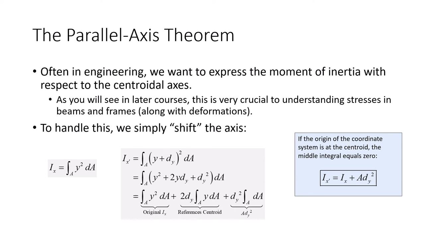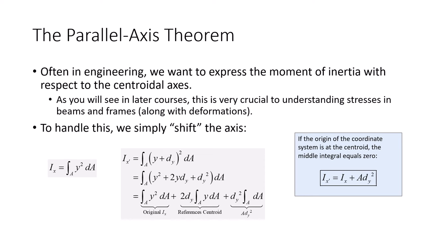Sometimes what we have to do is compute the moment of inertia of a more complex shape, if you will. And so the way that we do that is we basically use a means of shifting the axis. So instead of integrating y squared dA, what we do is we integrate y squared plus some shift, if you will. Okay? And we need to shift this because typically what we're interested in is the moment of inertia with respect to the centroid of the entire composite shape.